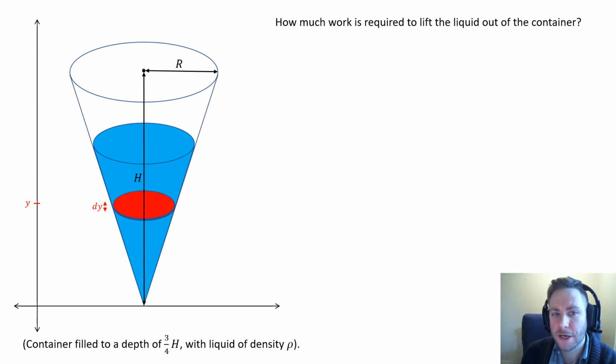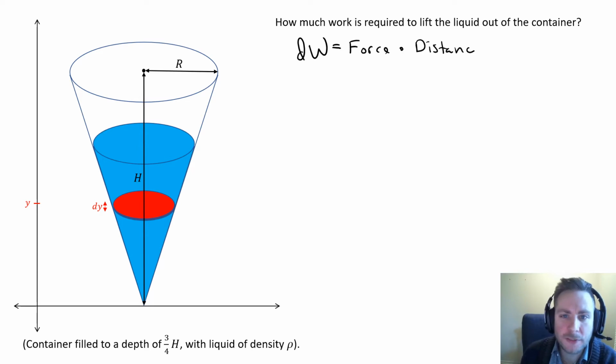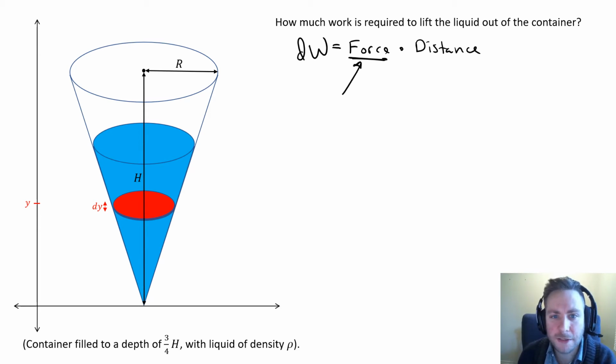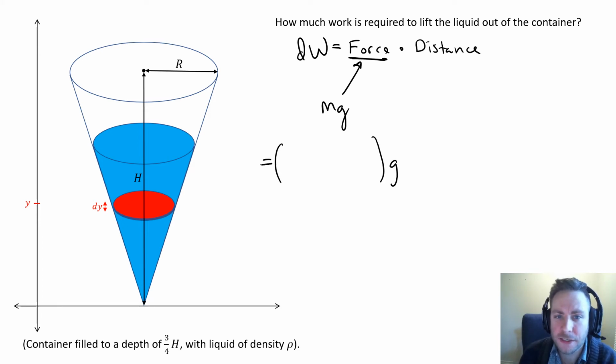We know that the work done on this single disk would be force multiplied by distance, so let's start with the force. The force required to lift something would be equivalent to its weight, and from high school science, we know that would be mg, where m is the mass and g is 9.81. But we don't yet know the mass of this disk, so let's see if we can figure it out.